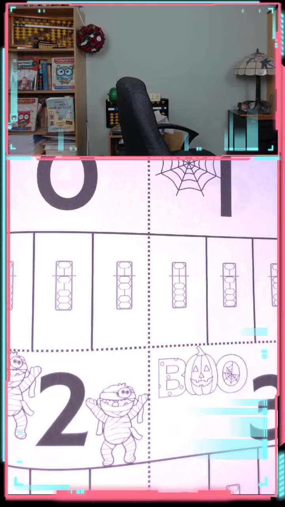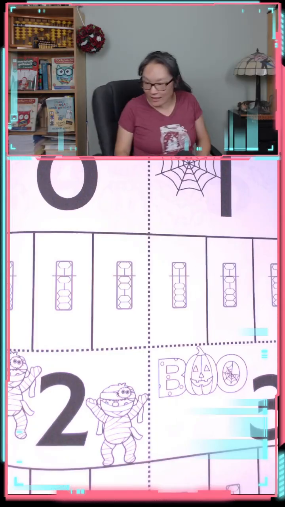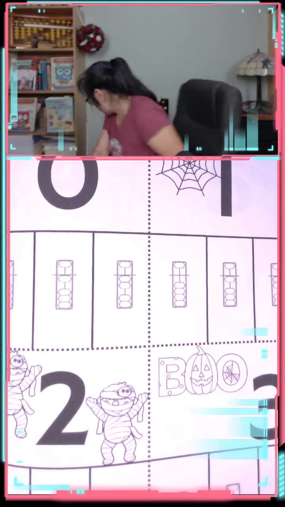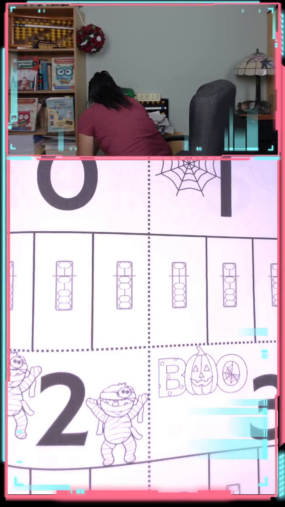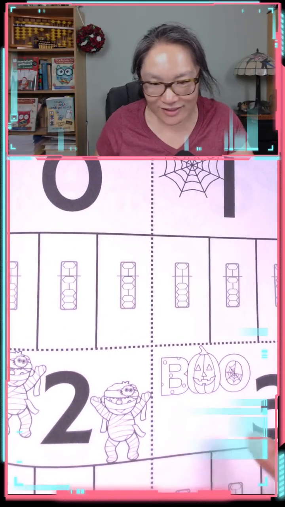I lost my example of the clip card. I had it, I didn't think I needed it, and now I need it, and I can't show you. But anyways, what it is, you're supposed to cut these out.